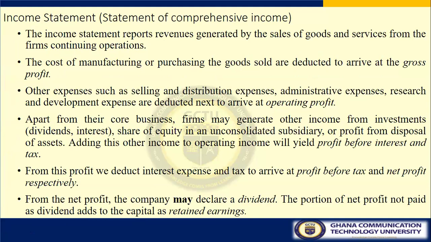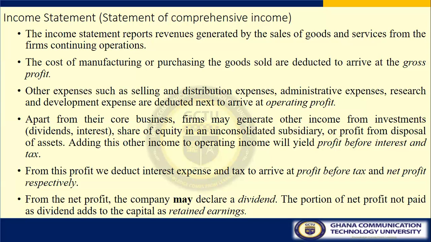So the income statement reports revenues generated by the sales of goods and services from the firm's continuing operations. We know that every business exists to make what? Money, or profits, to generate what? Revenue, right? Generating revenues are in two forms. Either you sell a product to receive money or you render a service to receive money, right?